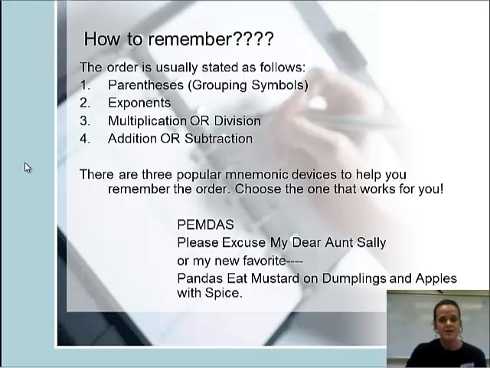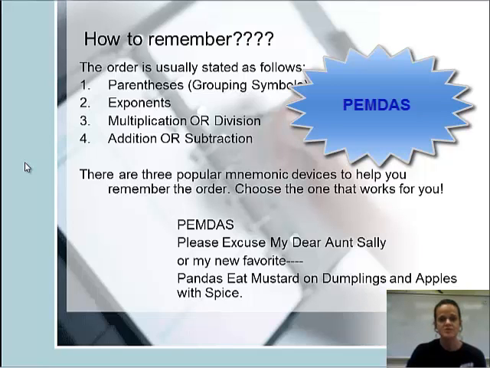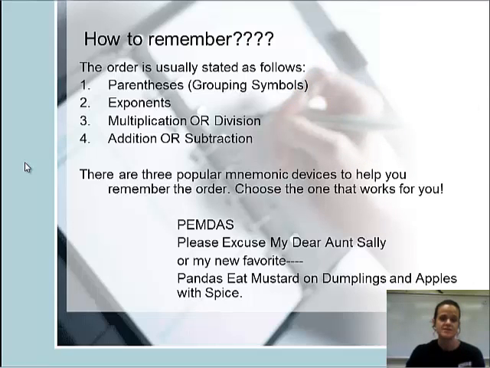There are 3 popular mnemonic devices to help you remember the order. Choose the one that works for you. We have our PEMDAS, which helps us remember the first initial of each of those. And then Please Excuse My Dear Aunt Sally, or my new favorite, Pandas Eat Mustard on Dumplings and Apples with Spice.